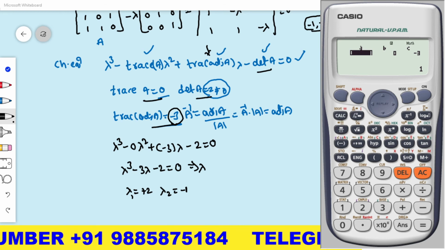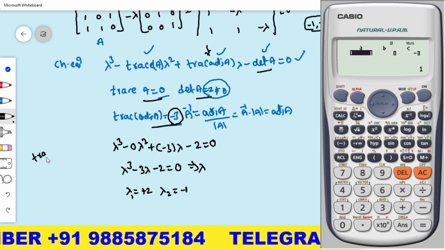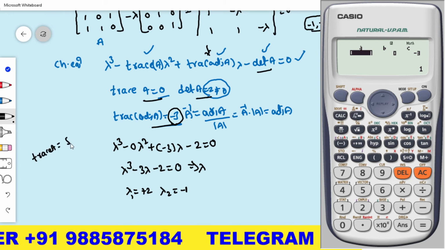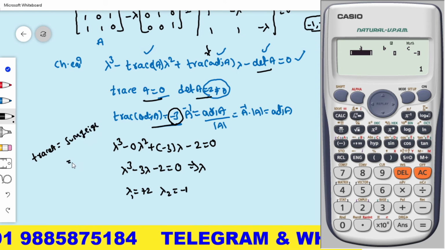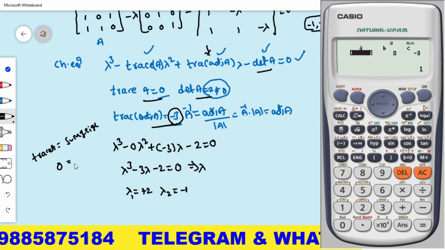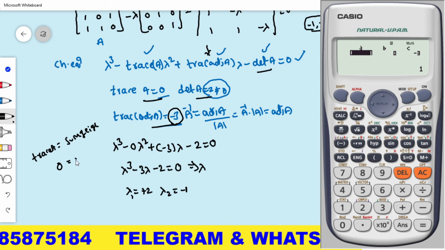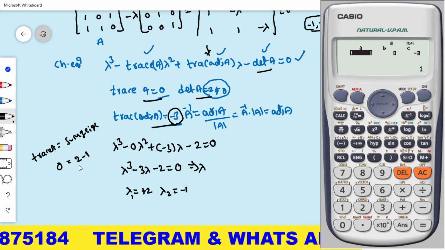Friends, you remember we have trace of A is equal to the sum of eigenvalues. Sum of eigenvalues. Okay, what is the trace here? For the matrix, 0. What are the eigenvalues here? 2, minus 1. Okay, 2 minus 1 is what?